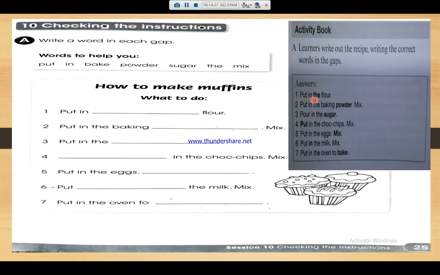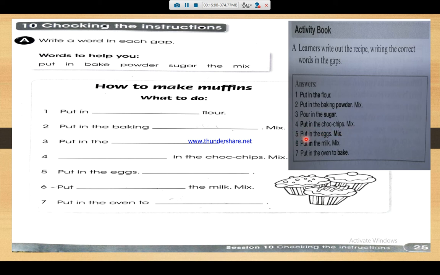Number 1, put in the flour, so the missing word is the. Number 2, put in the baking powder, and then mix, so the missing word is powder. Number 3, pour in the sugar, so the missing word is sugar. Number 4, put in the choco chips and then mix.